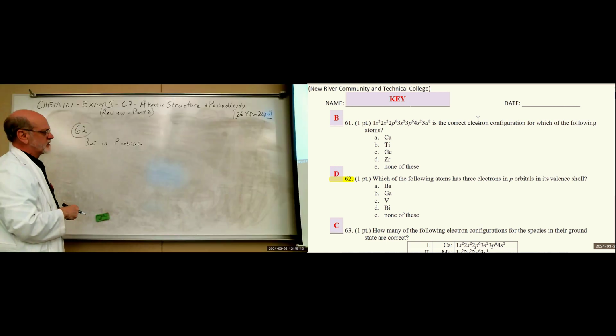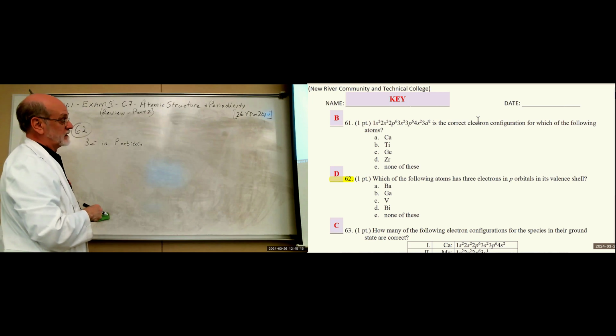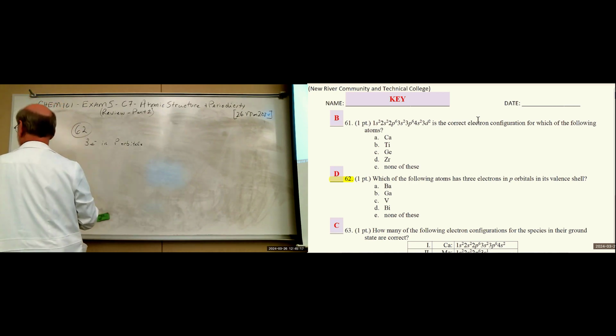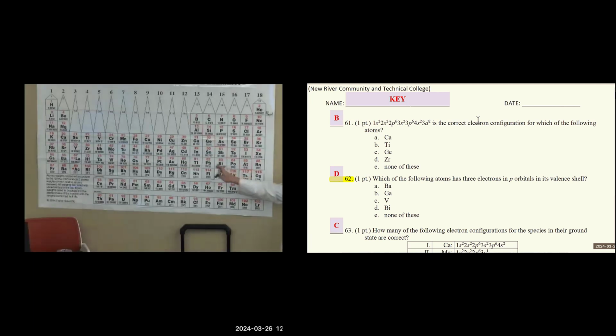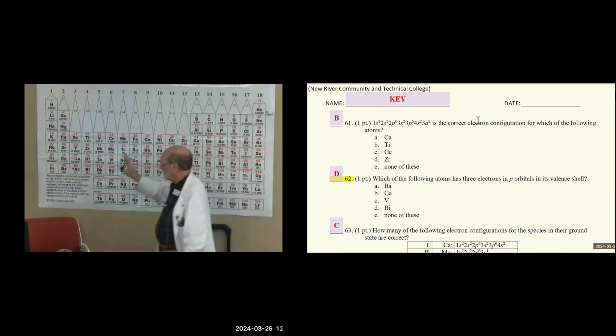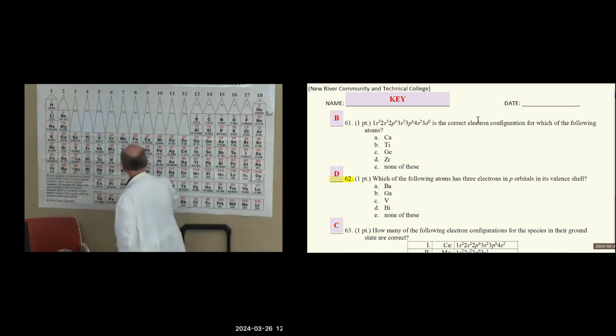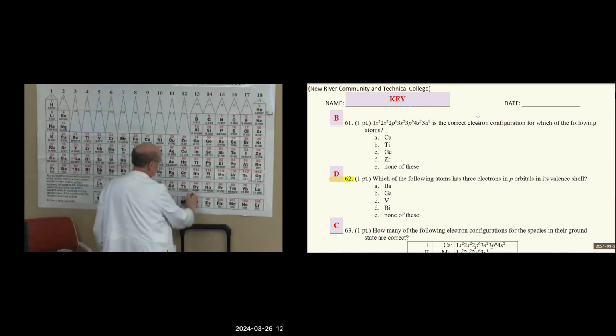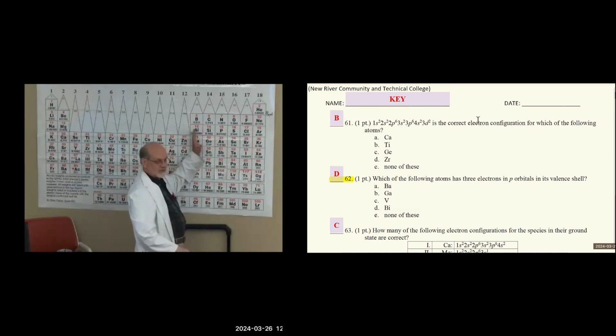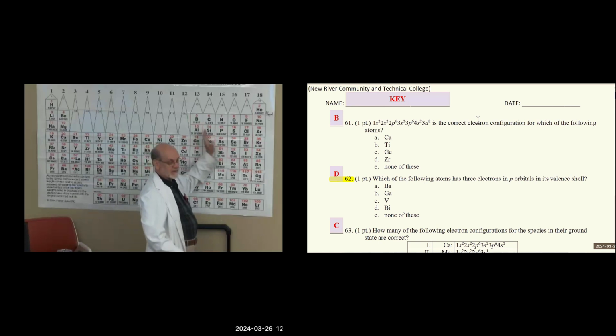So let's see if we got a match there. Barium won't be it. Gallium has only got 1 electron, because it's right here. This is where the p's start. Remember, this is filling the s orbitals, filling the p orbitals, filling the d orbitals, filling the f orbitals. So 1 electron in your p orbital, 2 in p, 3 in p.